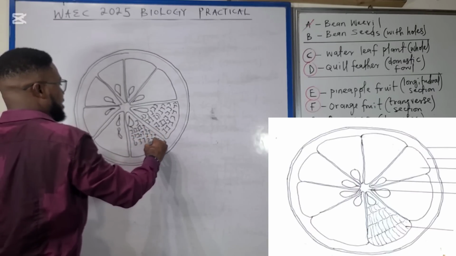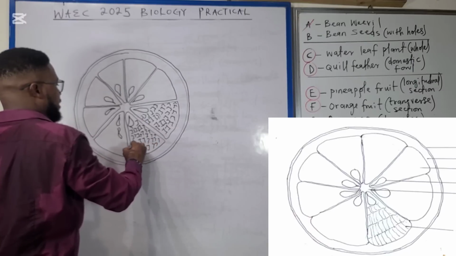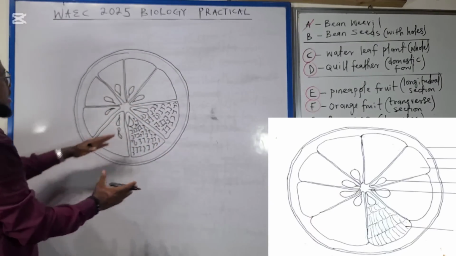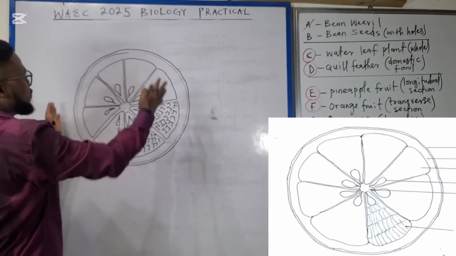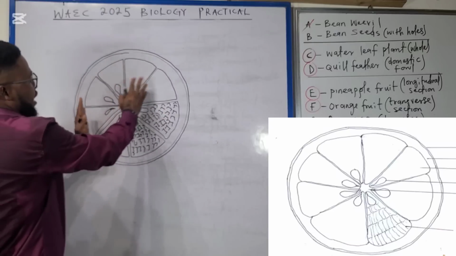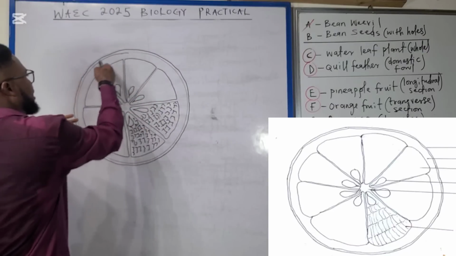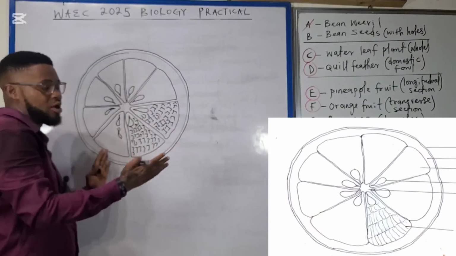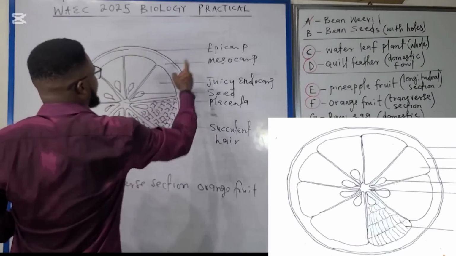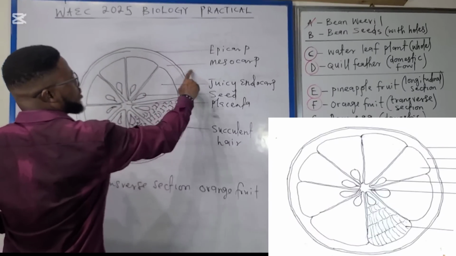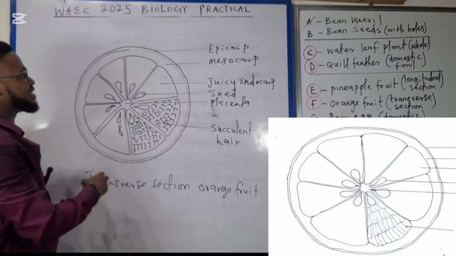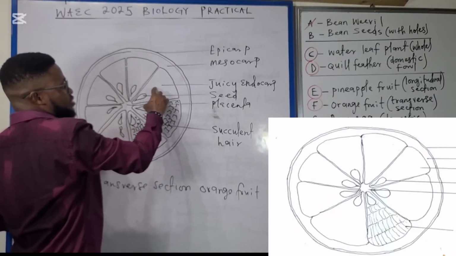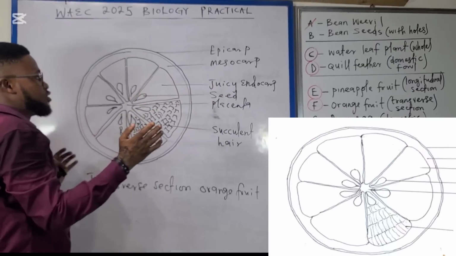So I will be doing that for all of the sectors, but to just get straight into things, let's leave it this way. You are to repeat it for all of the sectors. These are the succulent part, these here are the seeds. So the next thing is for us to label. The outermost, that should be the epicarp. Just after that, you're going to have the mesocarp. And here is the endocarp on the inside. This is the juicy endocarp where we get our orange juice.